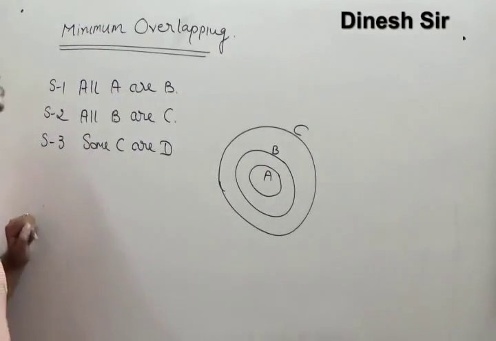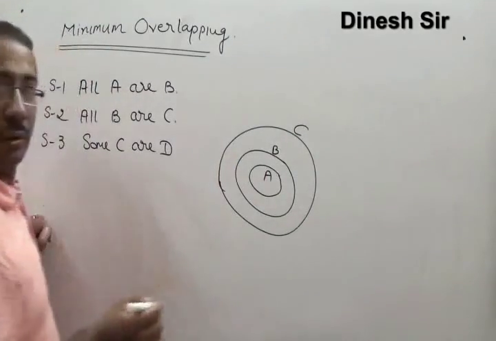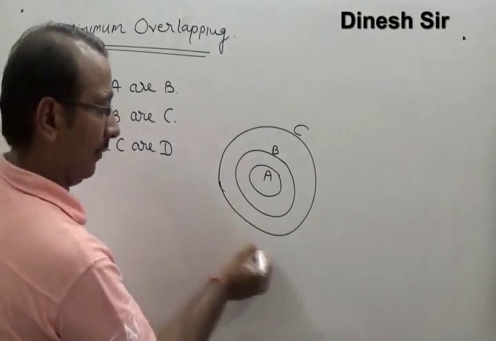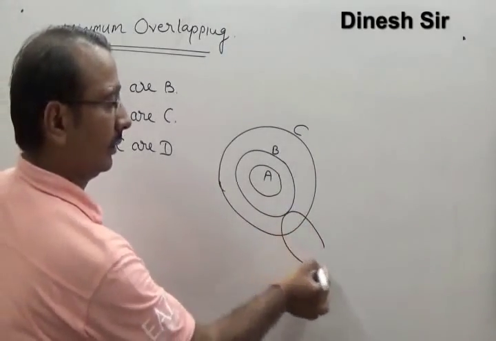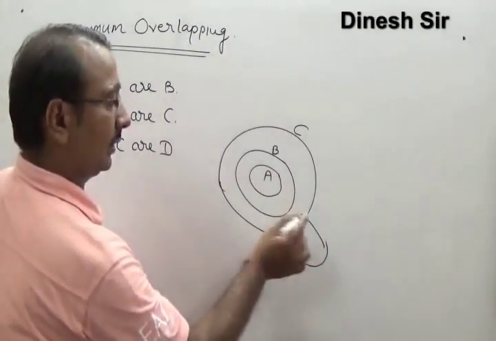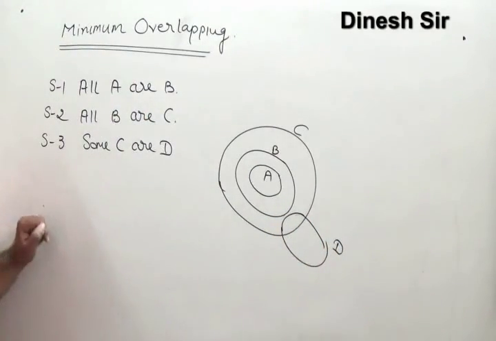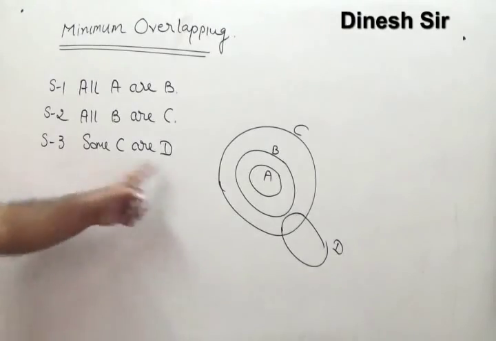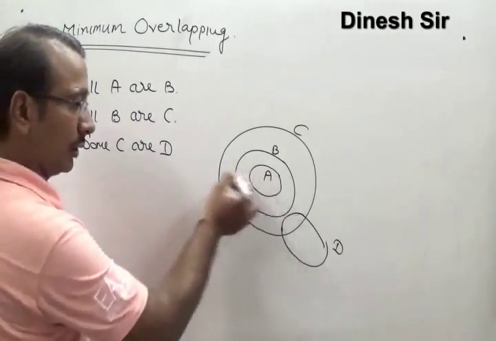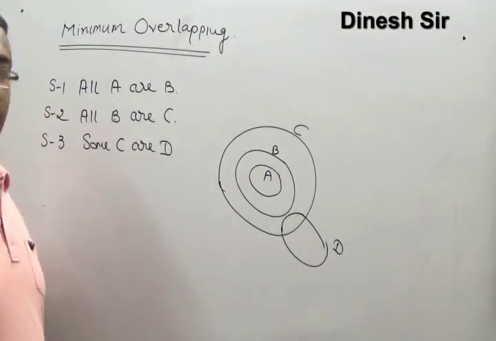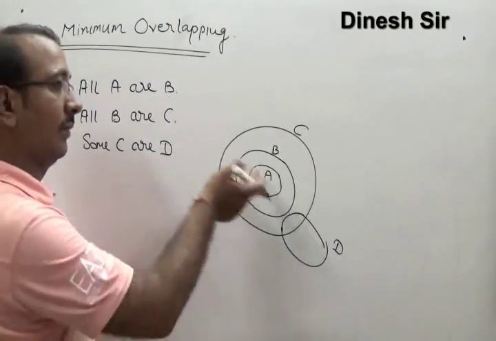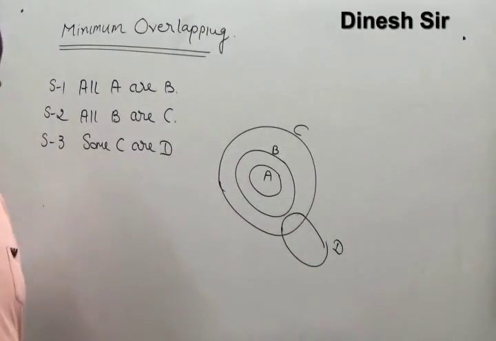Now it is given that some C are D. It means I will not draw a circle that will overlap with A or B. I will draw a circle that overlaps simply with C. So I just make it as some C are D. Now if in the question it is given that some A are D, in that case we have to draw a circle that will overlap with A. If it overlaps with A, automatically it will overlap with B and C both.